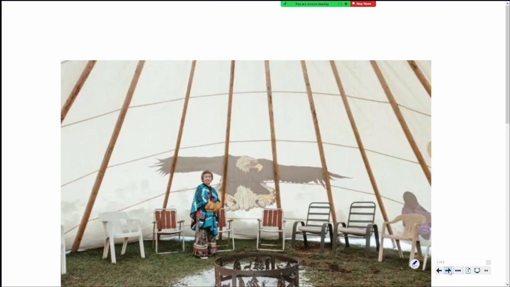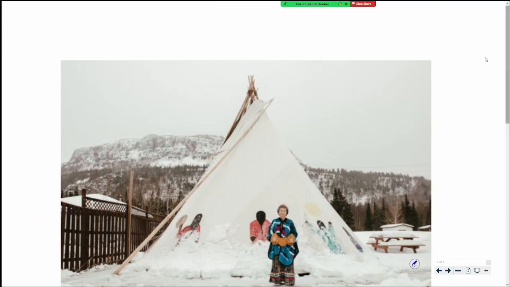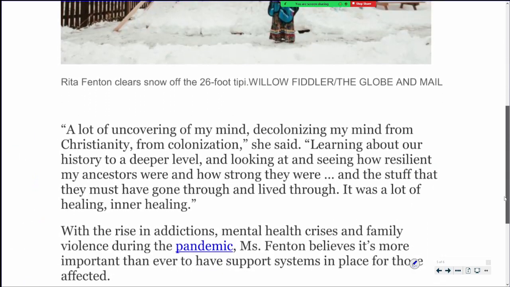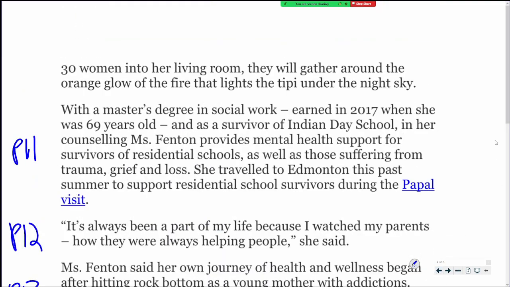ENG4E. So she's standing in front of that mountain. What were we on?